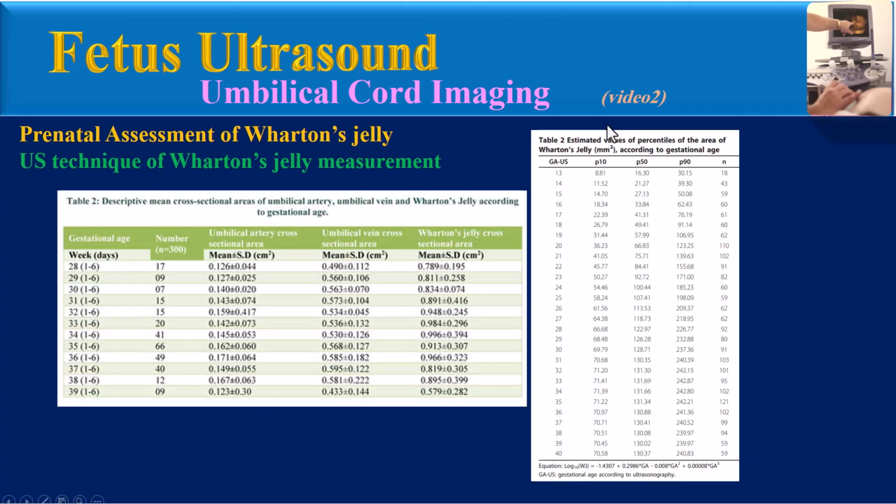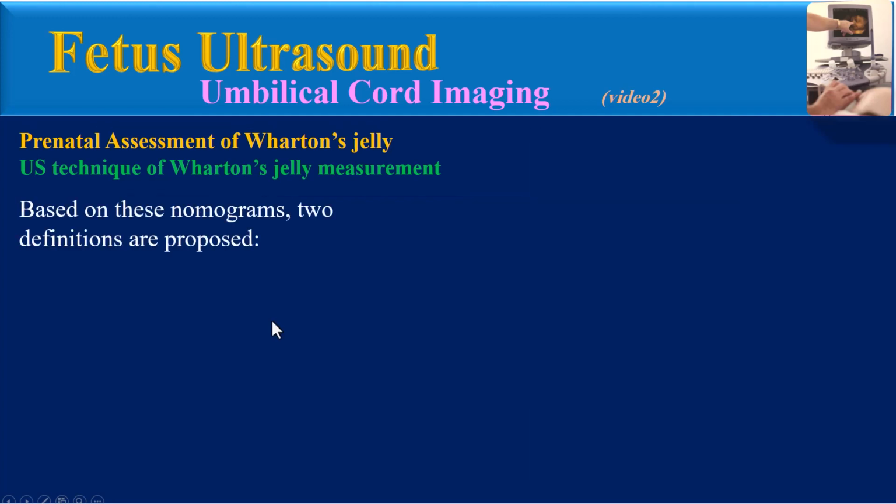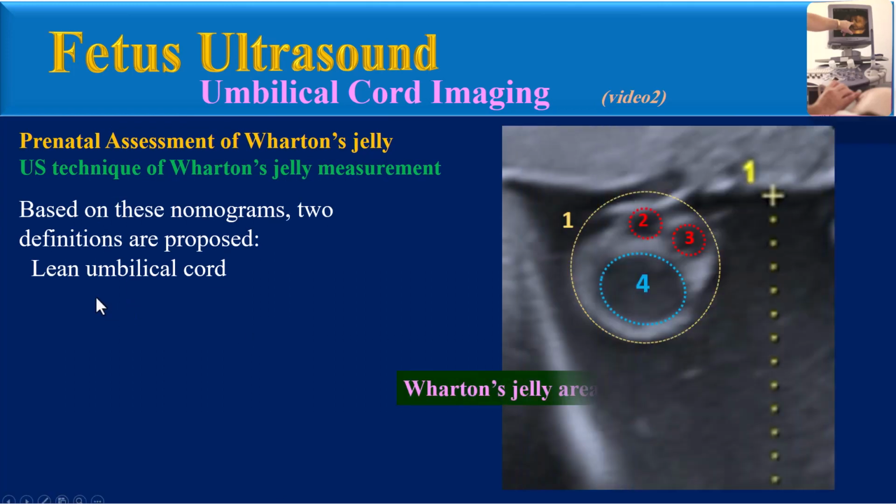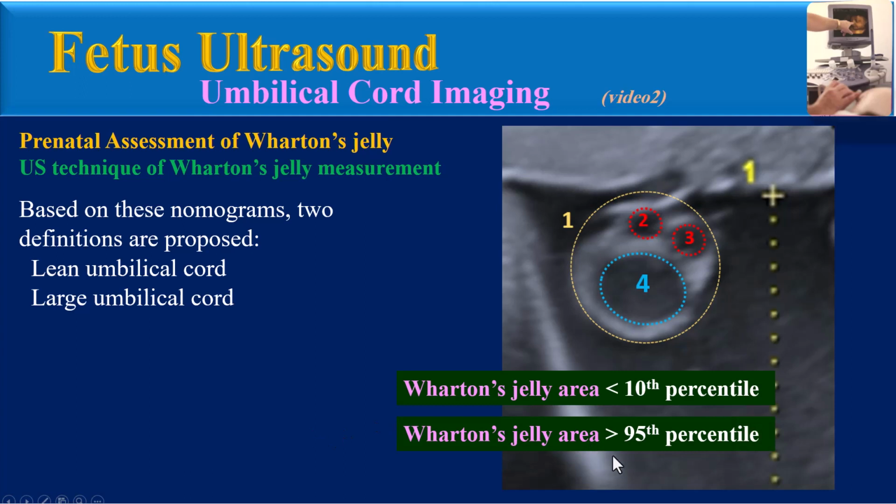According to this measurement, many articles have been published on Wharton jelly area measurement and numerous nomograms have been presented. Some of them are based on percentile and the others present mean value for each gestational age with standard deviation. Based on these nomograms, two definitions are proposed. At first, lean umbilical cord means Wharton's jelly area less than 10th percentile for gestational age, and large umbilical cord means Wharton jelly area more than 95th percentile for gestational age.